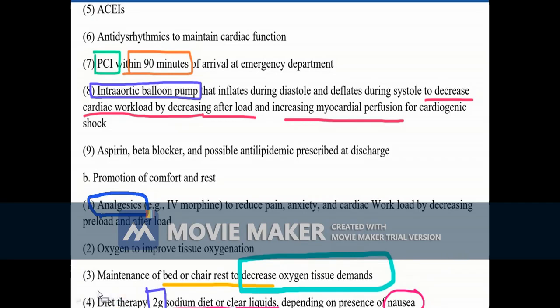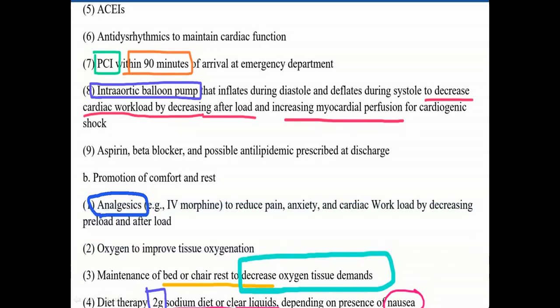Okay. Diet therapy: 2 gram sodium diet or clear liquid depending upon the presence of nausea. If you remember, it was the last question asked, that dash sodium or clear liquid depending upon the presence of nausea should be given. I think the answer of that would be 2 gram. If you can remember, it was the last question, I can remember that.